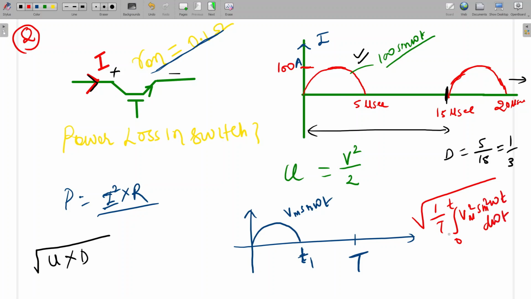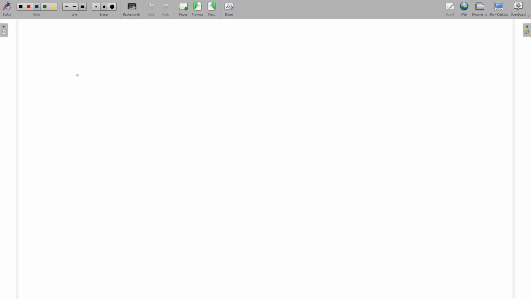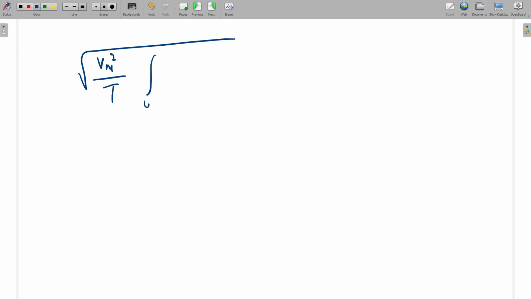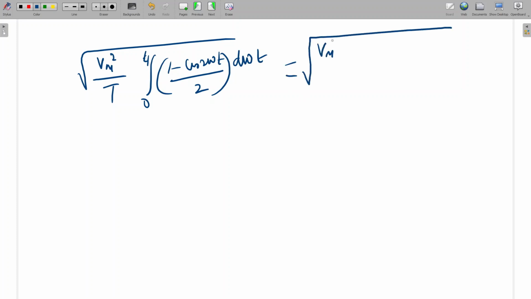Okay. So finally we can simplify this. Let's go to the next page. It will be Vm square by T, and the remaining term, sine square omega t, we can write as 1 minus cos 2 omega t by 2. So integral from 0 to T1 of 1 minus cos 2 omega t by 2 into d omega t. This 2 I am taking outside, so it will be Vm square by 2.